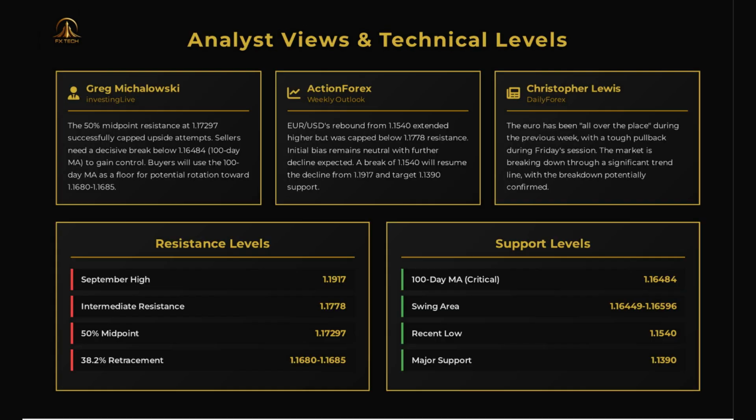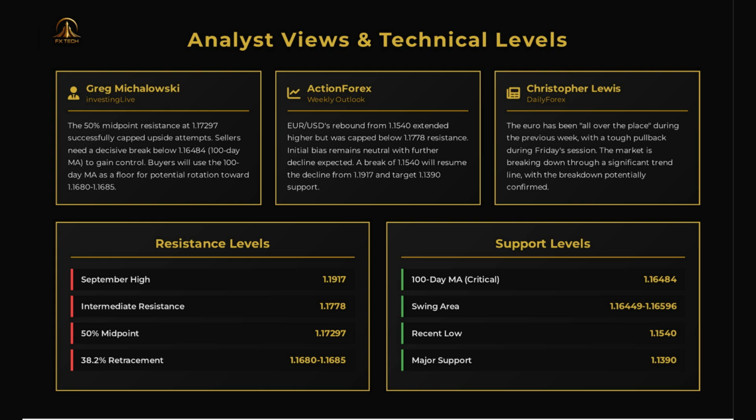3 leading analysts offer valuable perspectives. Greg Michalowski from Investing Live notes that the 50% midpoint resistance successfully capped upside attempts, and sellers need a decisive break below the 100-day moving average to gain control. Action Forex's weekly outlook indicates EUR USD's rebound from 1.1540 was capped below 1.1778 resistance, with further decline expected. Christopher Lewis from Daily Forex observes the market breaking down through a significant trend line.